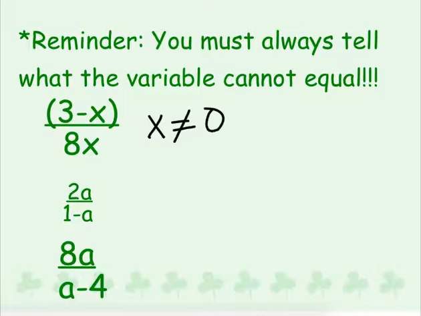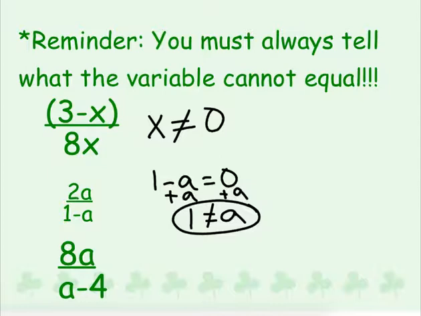Then I look at 2a over 1 minus a and say, what would make the denominator 0? One way I can do it is to make it equal to 0: 1 minus a is equal to 0, and I can solve for a. I'm going to add a to each side and see that a would be 1. So, to make sure this doesn't happen, I have to exclude 1. And lastly, if I put in 4 for a, I would have 4 minus 4, that would be 0. So I cannot have a being 4.